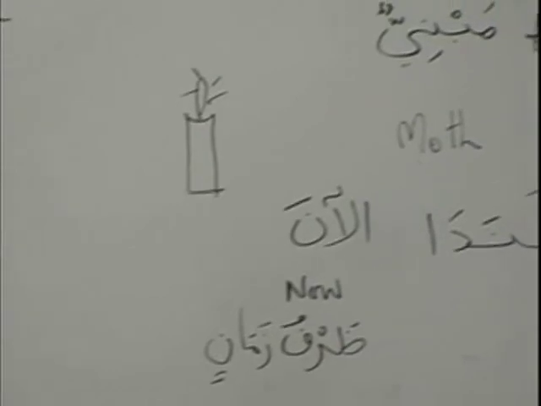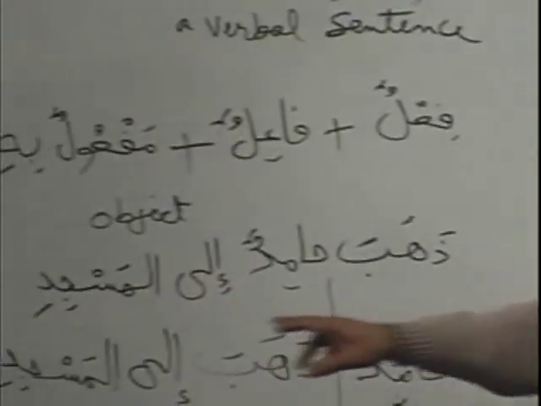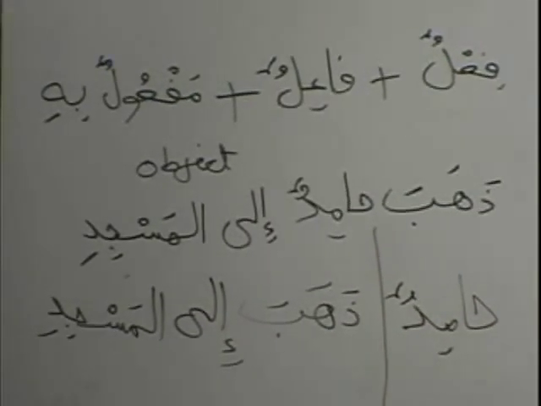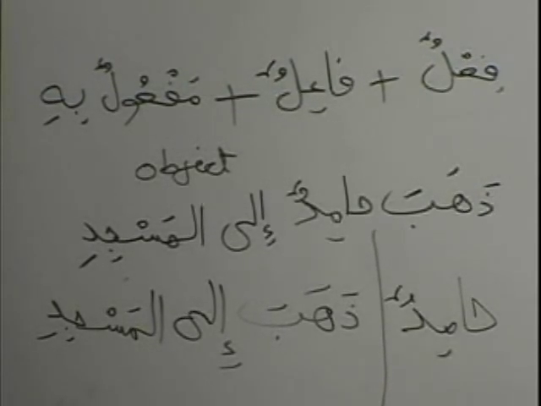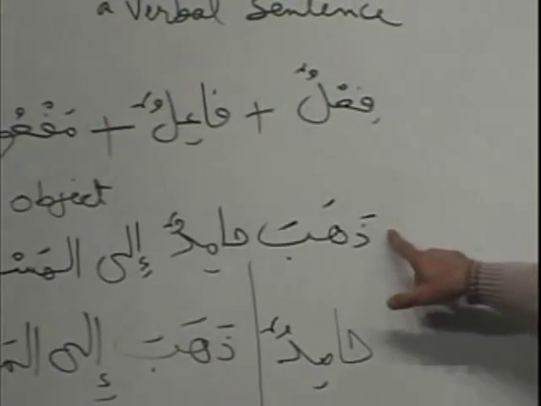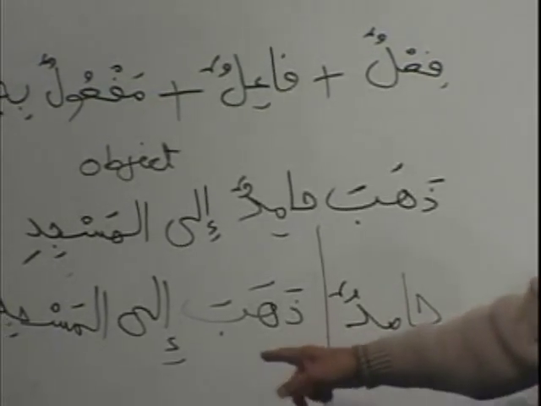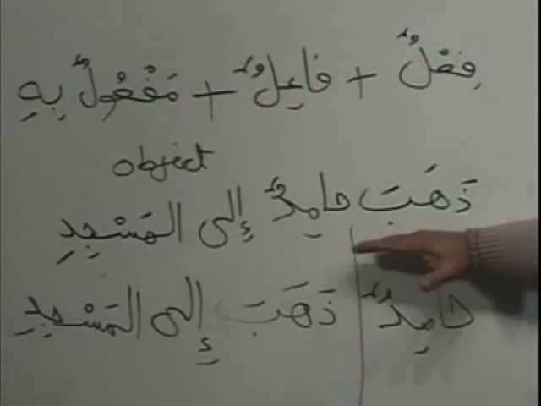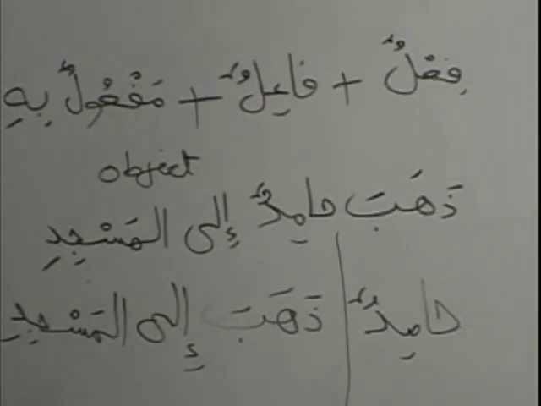See, Arabic grammar is so beautiful, brother. Whether I say zahaba hamidun ilal masjid, or whether I say hamidun zahaba ilal masjid, in English translation it will be the same. Hamid went to the masjid. But in Arabic grammar, there is a difference. This is jumla fi'liyya. This is jumla ismiyya. And the jumla fi'liyya is coming as a khabar. In this, there is no need for khabar because we are only looking for fi'l and fa'il.